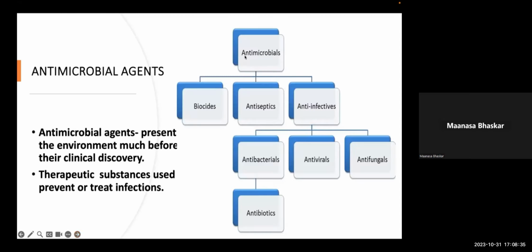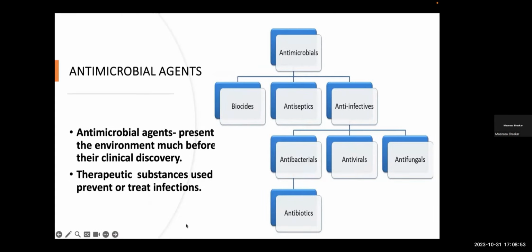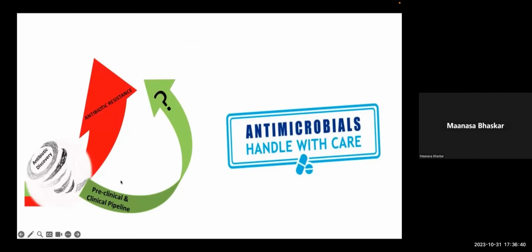Antimicrobials can be of various types, like biocides, which are commonly used in the environment, antiseptics, which can be used on our skin, and anti-infectives, which include antibacterials, antivirals, antifungals, and antiparasitic agents. These antibacterials are commonly called antibiotics. This is the way in which antimicrobial resistance is increasing, and this is how development of antibiotics is happening.